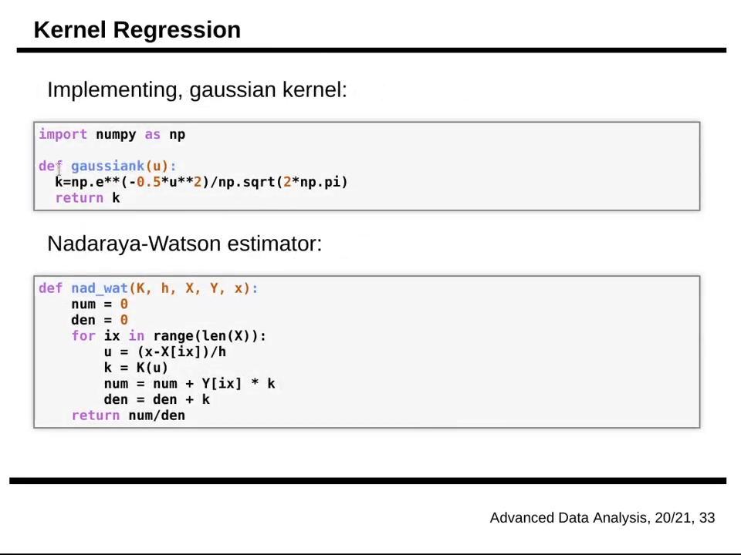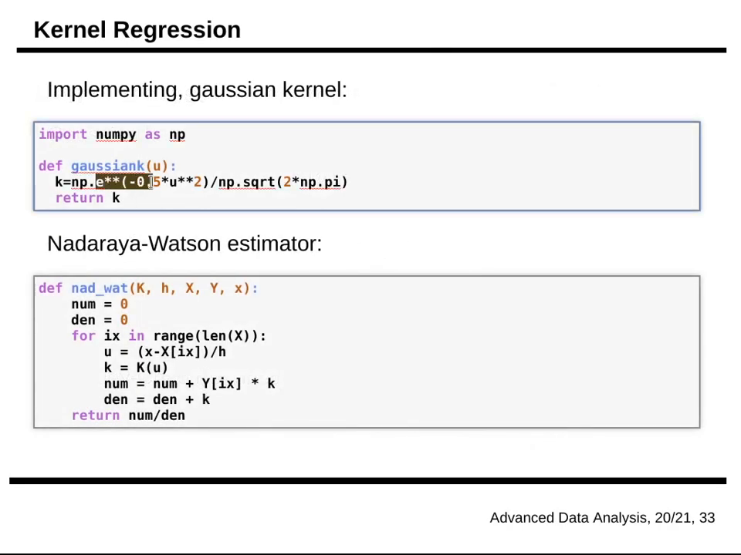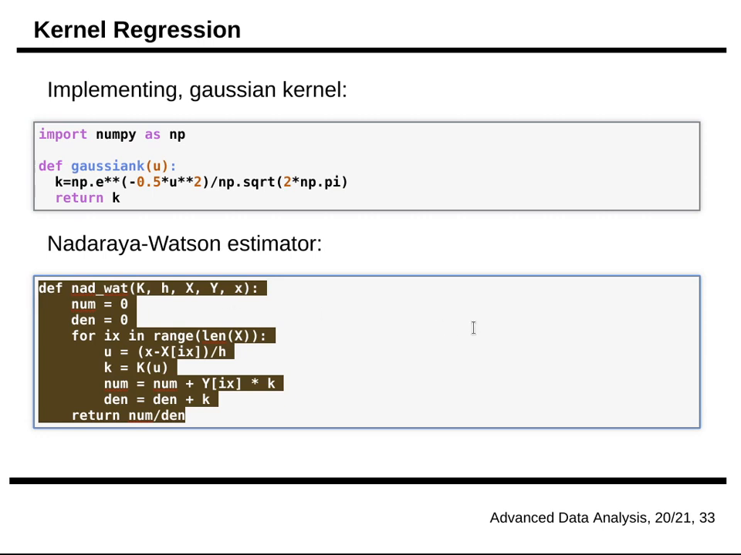So to implement this, it's simple. We write a function for the Gaussian kernel. This is simply the transcription of this expression into Python. So e raised to minus 1/2 of u squared, divided by the square root of 2 pi. And then we can return the computed value. But note that since we are using NumPy functions here, this can be a scalar or it can be a vector. It can be an array with many values, and we compute an array with all the kernels for this vector. And this is useful when we then use the estimator.